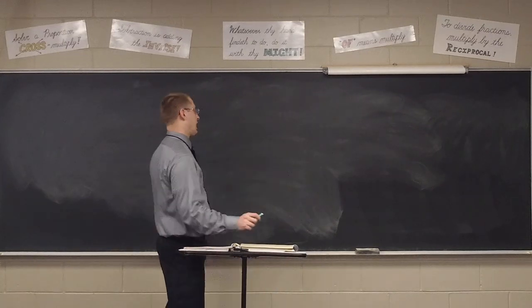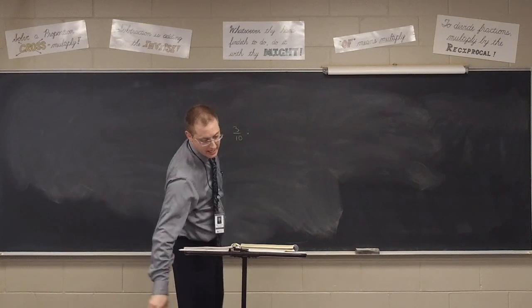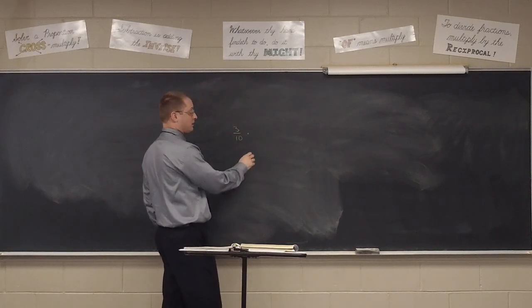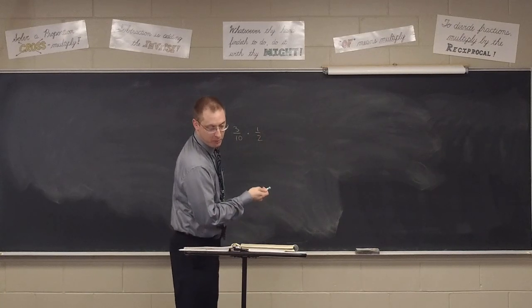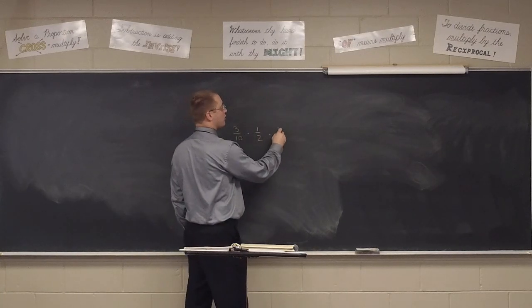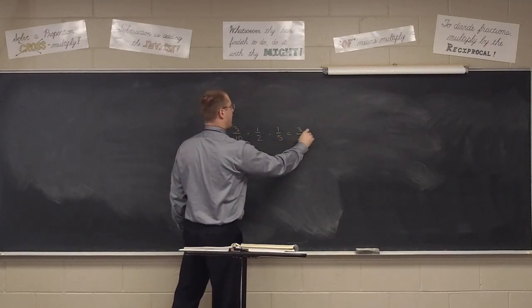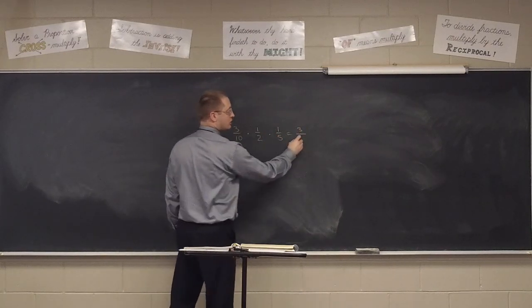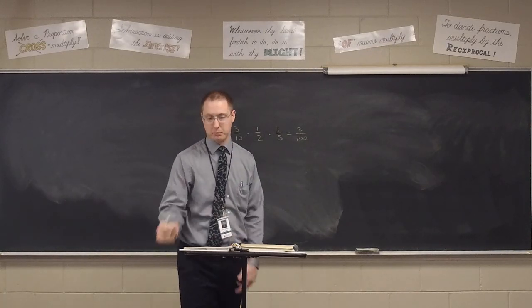What's the probability of yellow, class? 3 to 10. What's the probability of then pulling out a green marble with replacement? 1 to 2, 5 out of 10, right? What's the probability of pulling out a purple marble with replacement? 2 out of 10, or 1 to 5. So we just multiply. 3 times 1 times 1 is 3, and 10 times 2 times 5 is 100. So there's a 3 to 100 chance that in that order, yellow, then green, then purple with replacement each time.